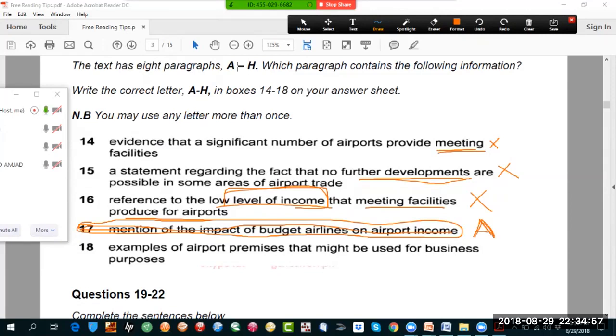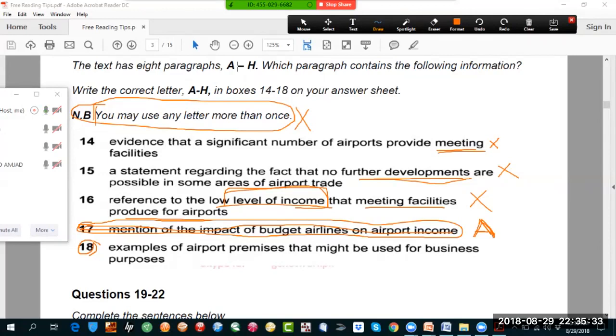I should go to paragraph B now, but this note is not allowing me to go back to paragraph B. There is such a note that you may use any letter more than once. That means A can be used here for 18 as well, right? So for that reason, I have to check 18. Otherwise, if this note had not been there, after finding paragraph A, there would have been no need to read option 18 at all.